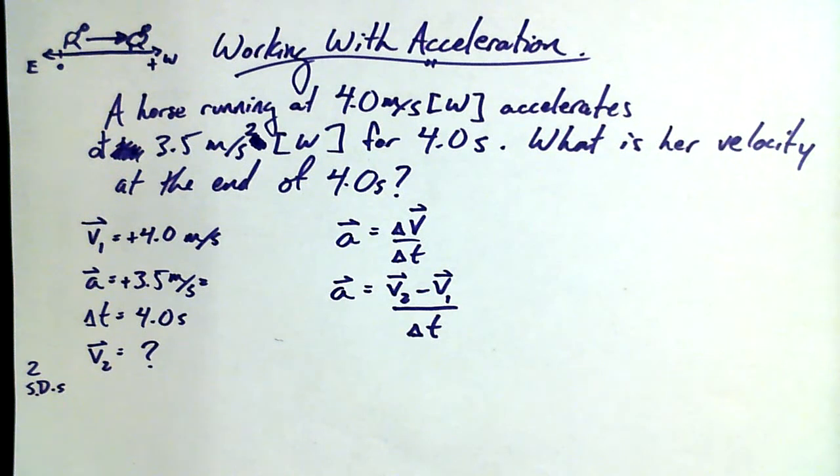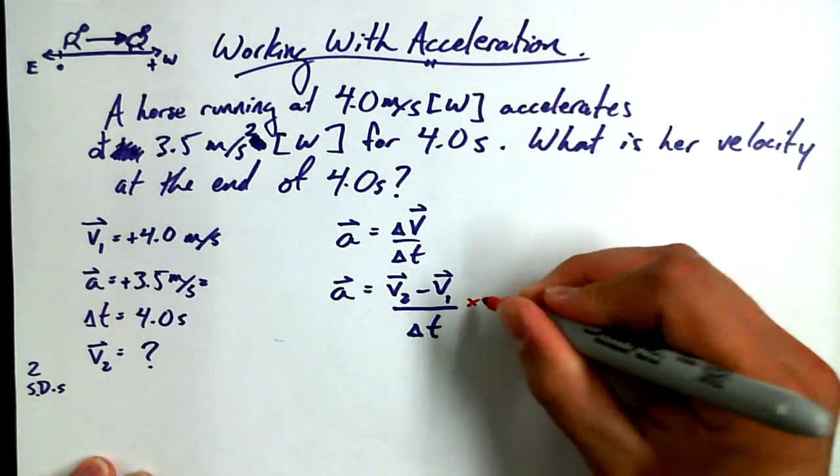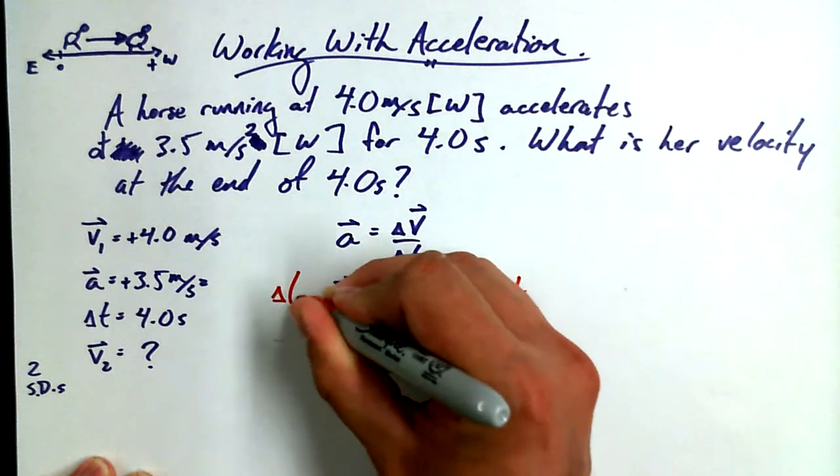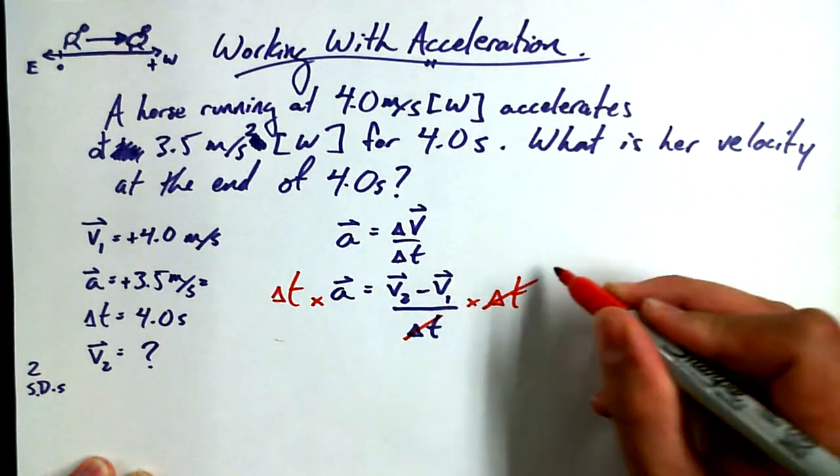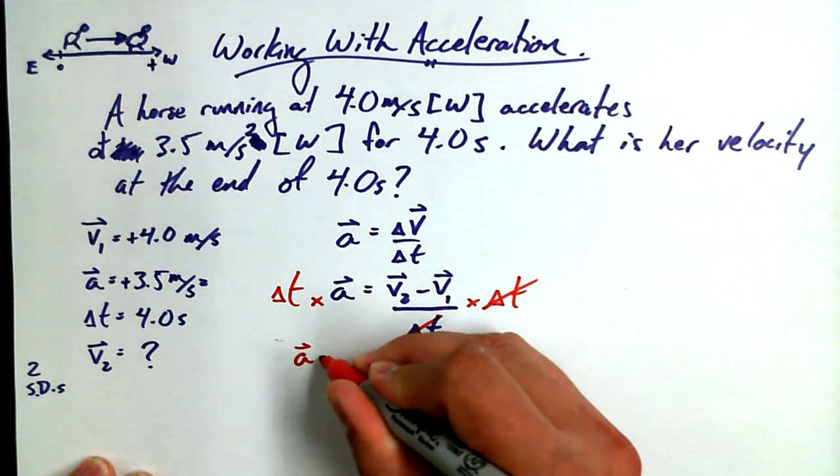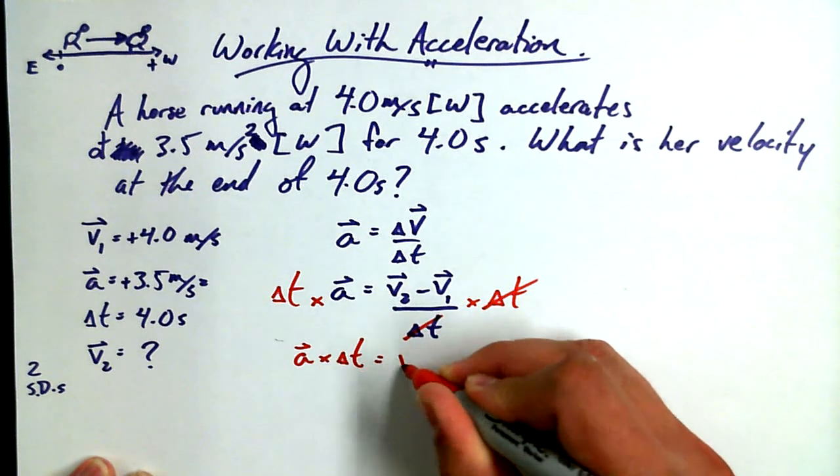So I want to train you. I want you guys to get into the game with your head screwed on straight, and I want you to rearrange the variables before you sub in values. Subbing in values first, that's what little kids do. You guys are almost men, you're almost women now, okay? So I don't want to fall into that pit. What do I have to do to both sides here to get rid of the delta t? Yeah, multiply by delta t. Let's do it. So multiplying by delta t, not a problem. Cancel, cancel. Acceleration times delta t equals v2 minus v1.